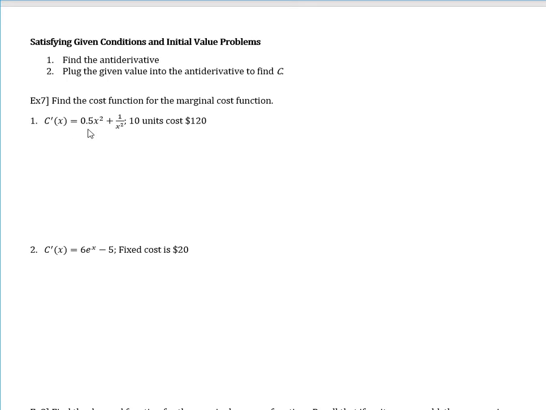Okay, so find the cost function for the marginal cost function. So remember, if we have cost, the derivative is the marginal cost. That's our marginal cost notation. So if we were to go backwards, that would be the antiderivative. So step one, I'm going to find the antiderivative.